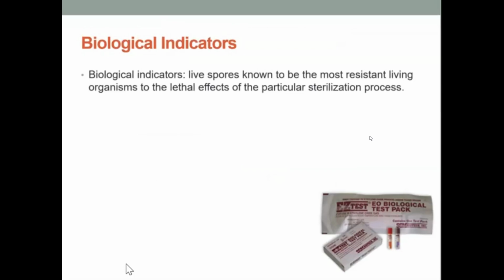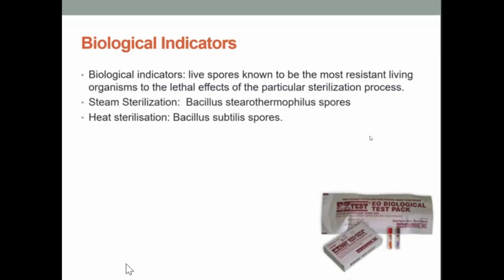Biological indicators. Biological indicators have live spores, known to be the most resistant living organisms to the lethal effects of the particular sterilization process. Steam sterilization uses Bacillus stearothermophilus spores. Heat sterilization uses Bacillus subtilis spores.